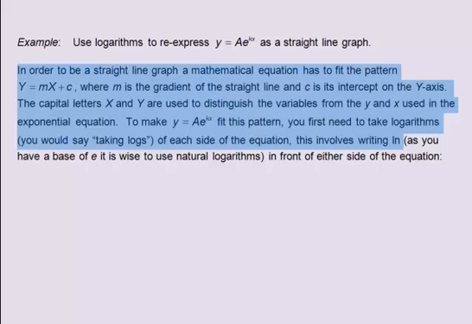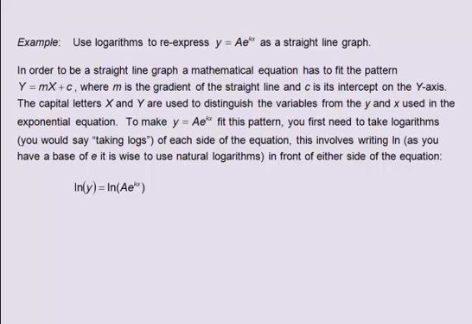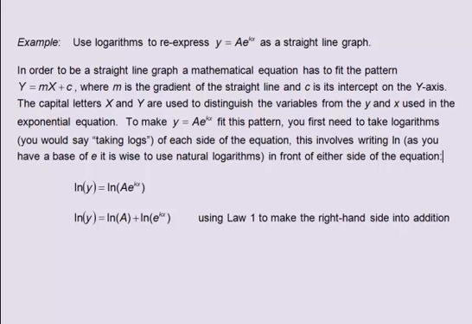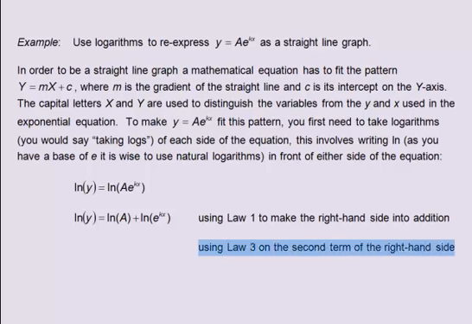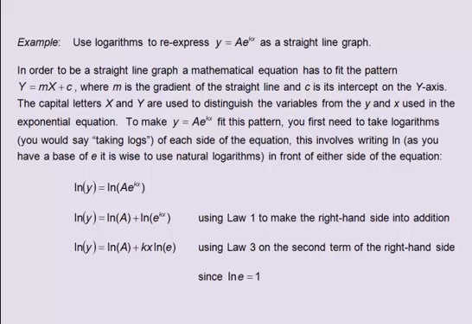This involves writing ln in front of each side of the equation. As you have a base of e, it is wise to use natural logarithms. So, the natural logarithm of y equals the natural logarithm of a multiplied by e to the kx. Now, using law 1 to make the right hand side into an addition: the logarithm of y equals the logarithm of a plus the logarithm of e to the power kx. Using law 3 on the second term of the right hand side, the logarithm of y equals the logarithm of a plus kx multiplied by the logarithm of e. Since the natural logarithm of e equals 1, the natural logarithm of y equals the natural logarithm of a plus k times x.